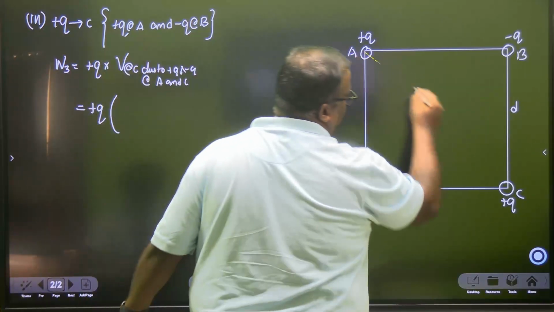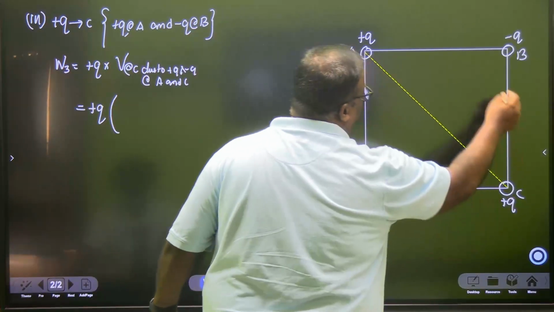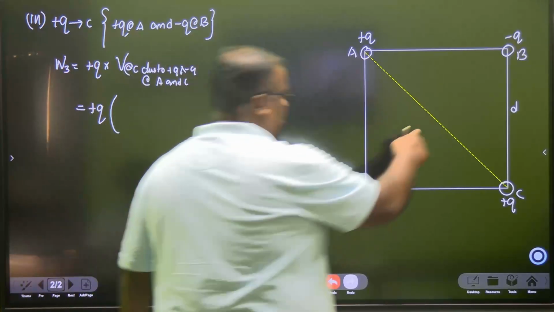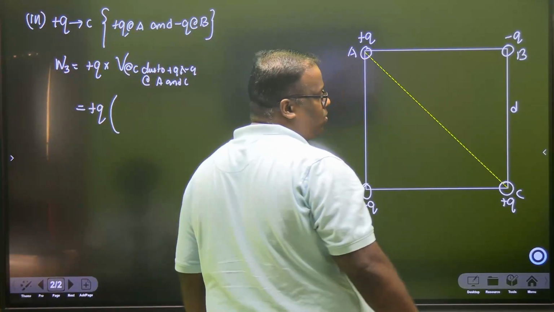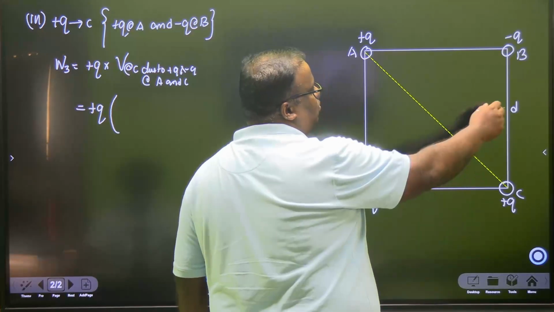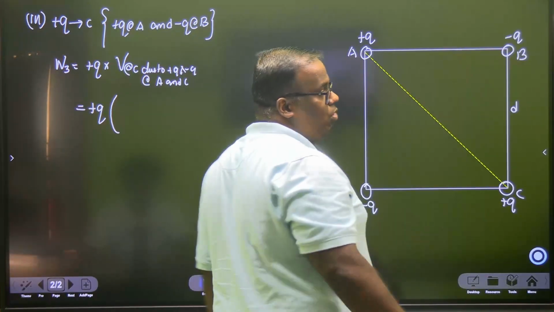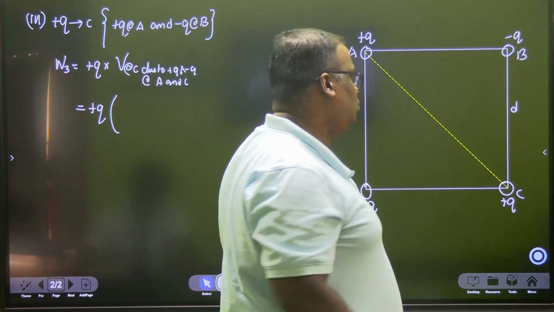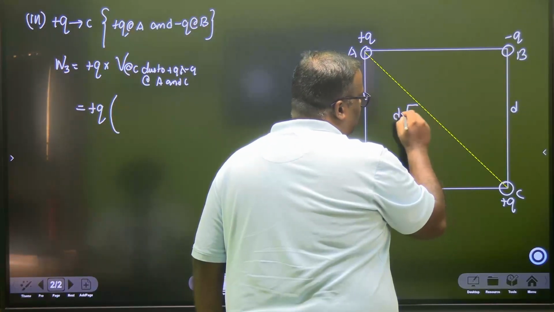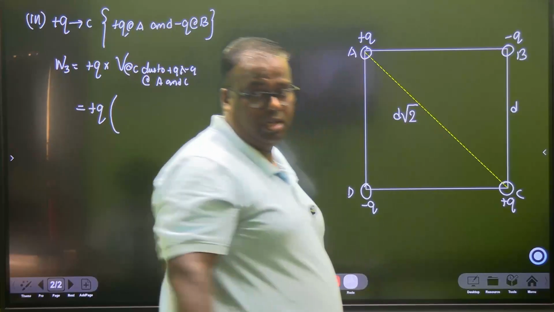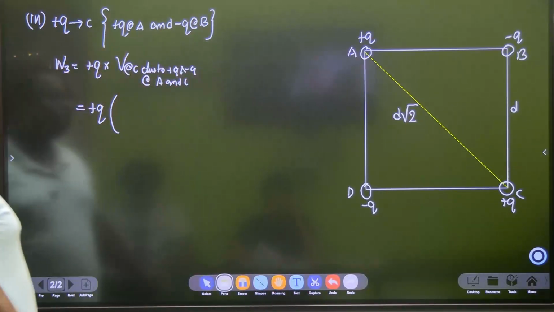So it's like this. This is your distance now. If this is D, this is D, what is the distance of this? Try to calculate. This will be D square plus D square, which is equal to how much? 2D square. Root of 2D square. That means this distance will be D root 2. Is this clear?